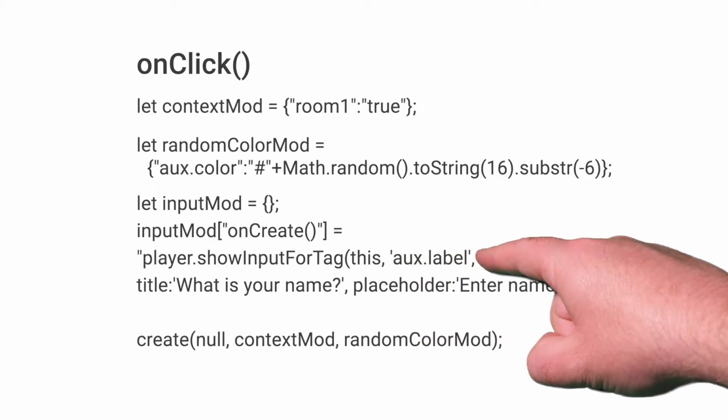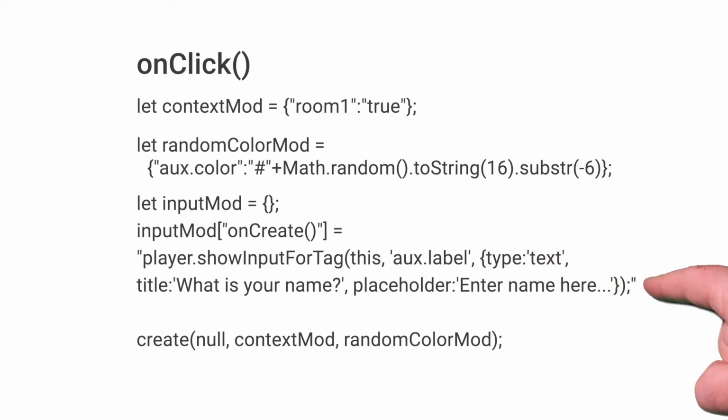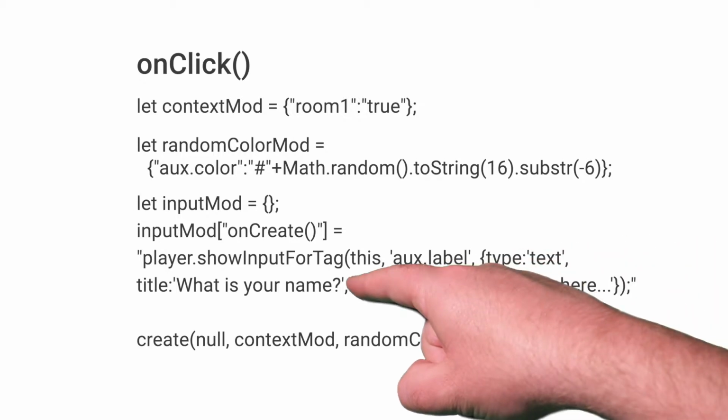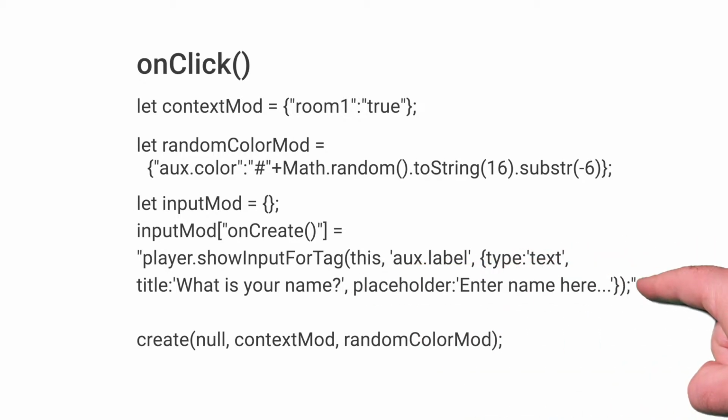The second part is in quotes. This is the tag that we want to store whatever data they're entering in. In this case, we want to store it in aux.label because we're asking for their name. They enter that in, and we'll present it to them in the label of the bot. And the third part is the option. This is in curly brackets, and we get to pick what type of data we want. In this instance, we want them to enter text, and then we have a title and some placeholder text so they know what we're asking for.